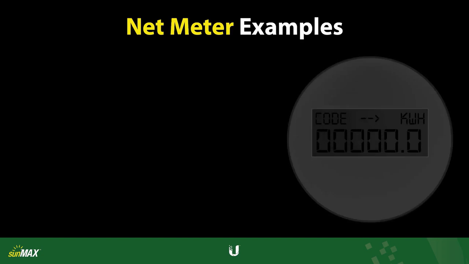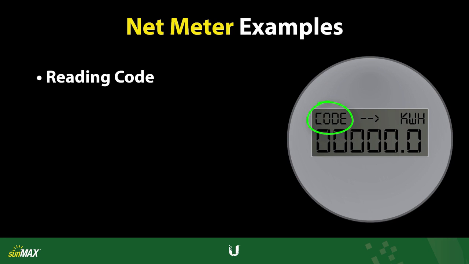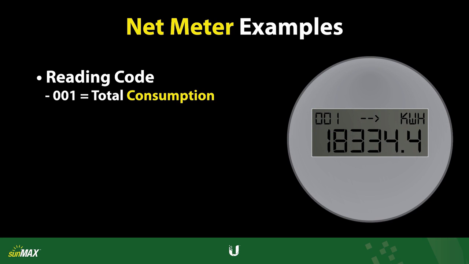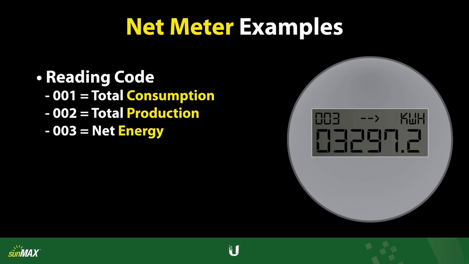A typical net meter may feature 3 reading modes. Here, Code 1 represents total energy consumed from the grid by the customer. Code 2 represents total energy produced and sent to the grid by the customer. Code 3 represents the difference in total production and consumption, in other words, the net flow of energy.